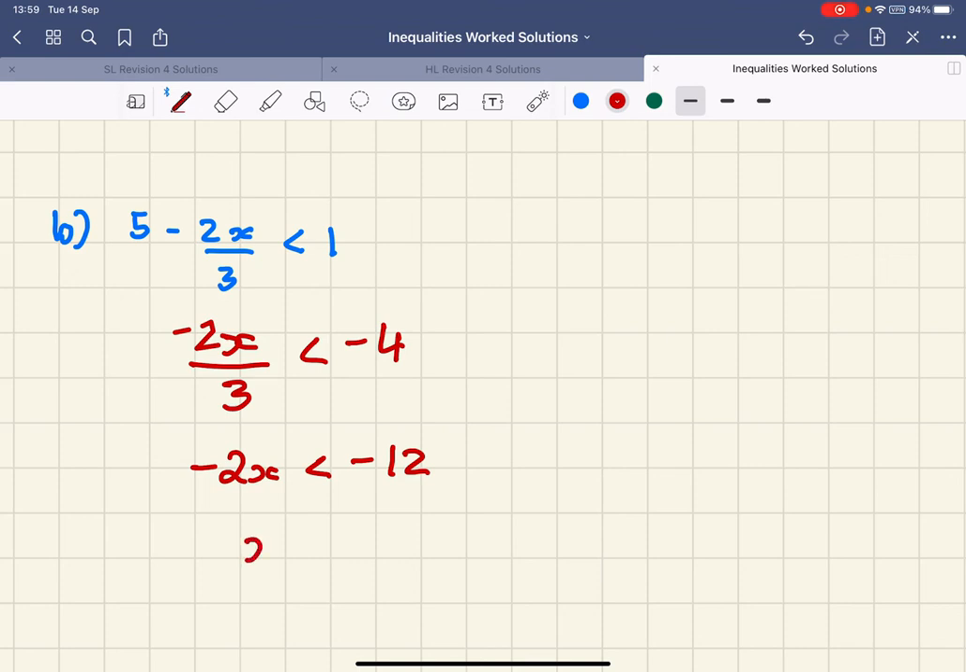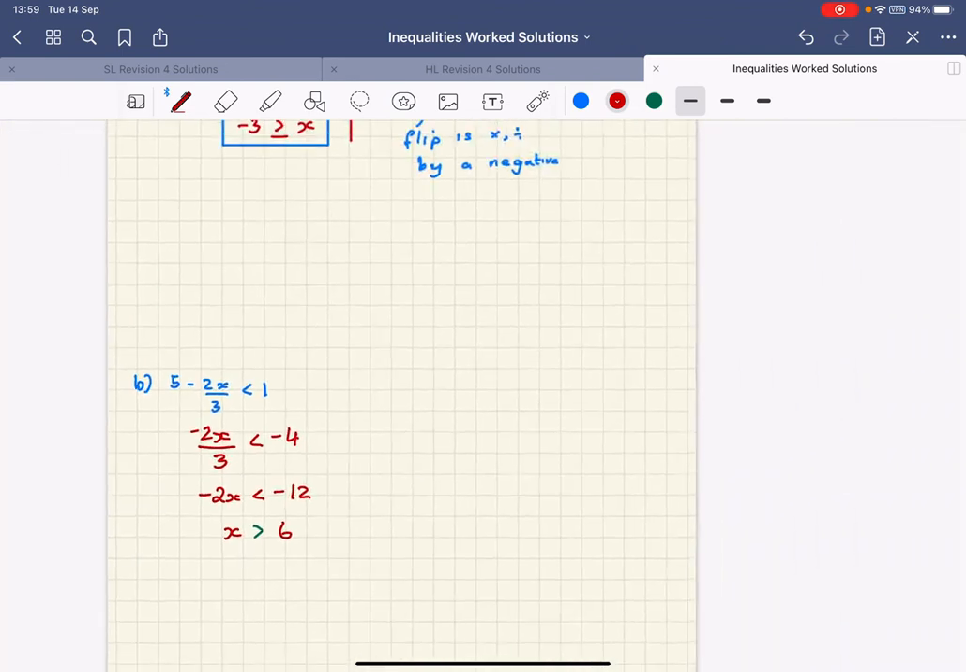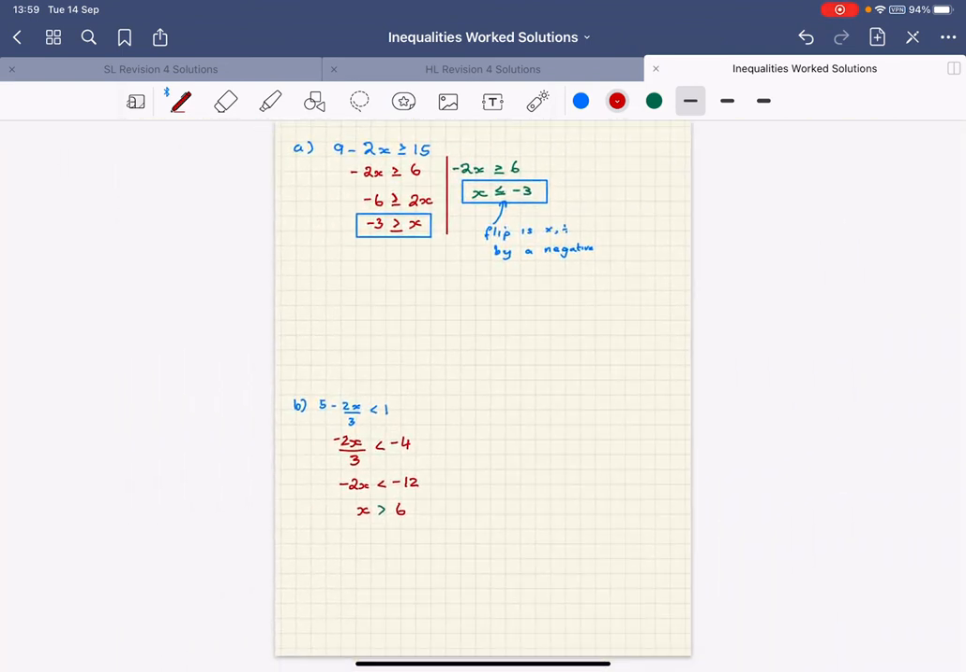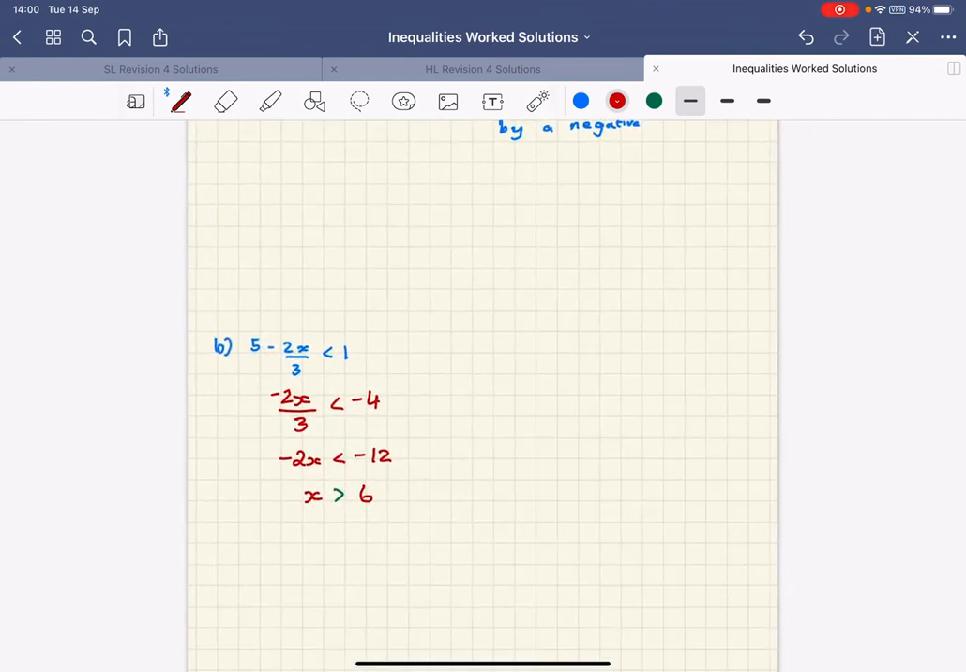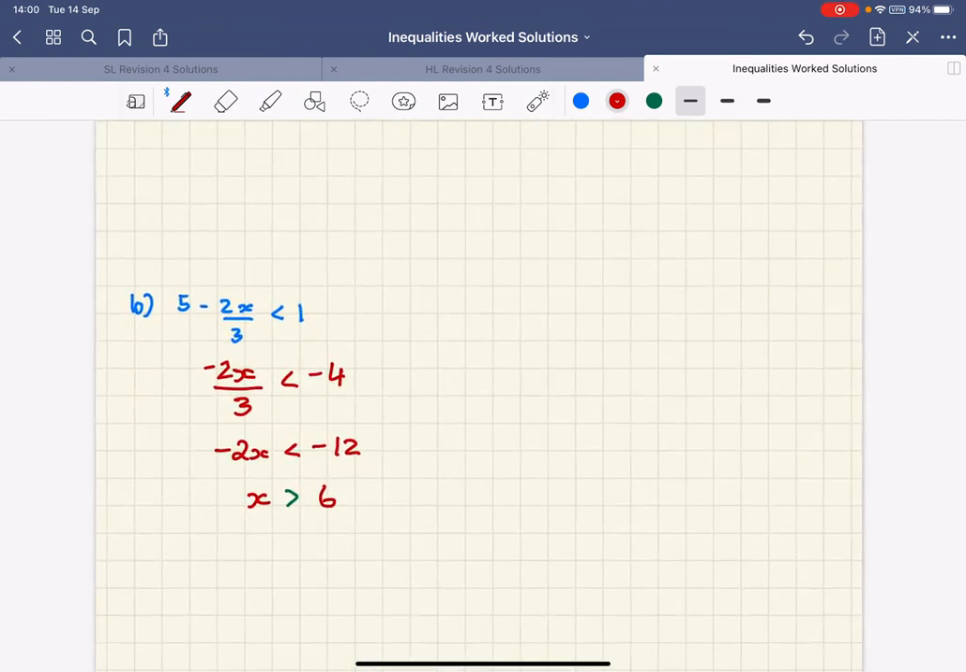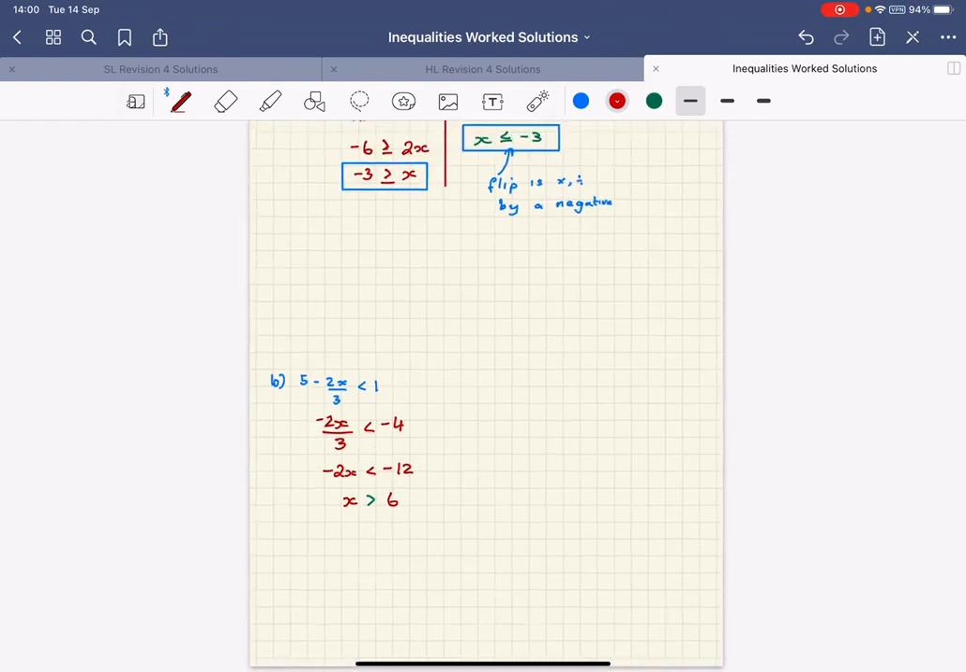Now I want to divide by negative 2. So the minute I come to divide by negative 2, that sign flips around. And negative 12 divided by negative 2 gives me 6. So these are two inequalities where I'm using a negative. I'm dividing or I'm timesing by a negative at the end, and what happens to the sign?